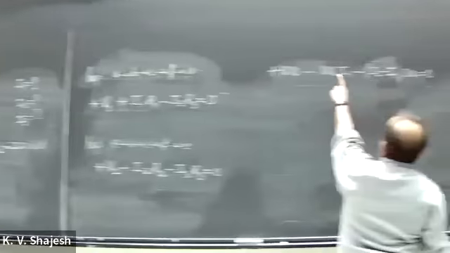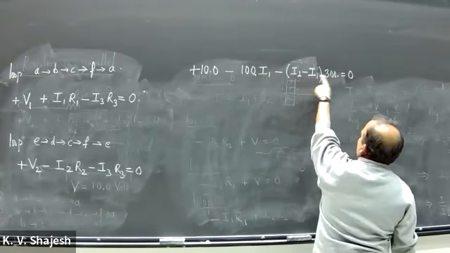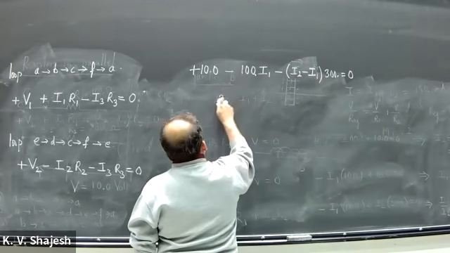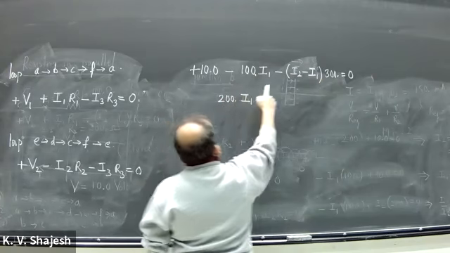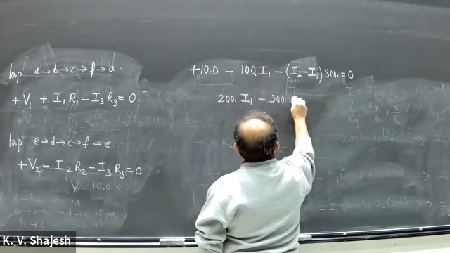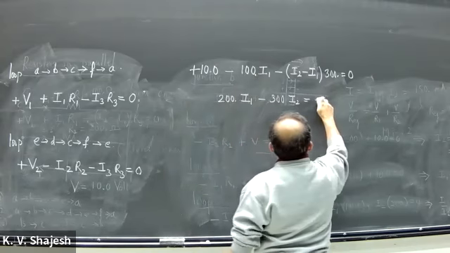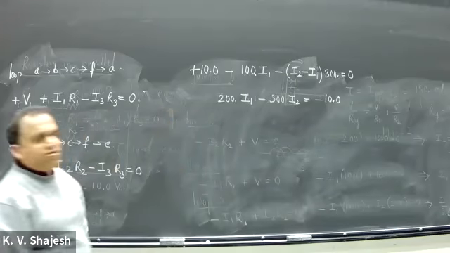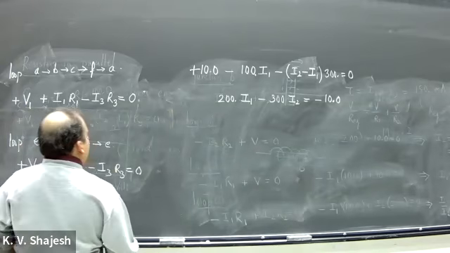Rewrite this equation as a minus 100 plus I1, right? So that's plus 300. So that's 200 I1, and then there is minus 300 I2. And I take the 10 on the other side, that's minus 10. That's your first equation.